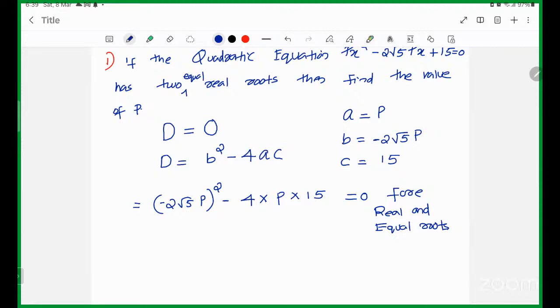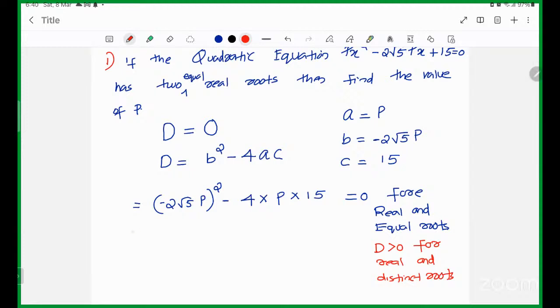Real and distinct roots, then d is greater than 0 for real and distinct roots. Real and equal roots, d should be equal to 0.